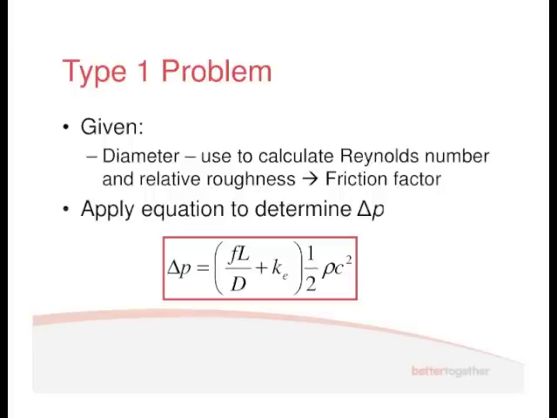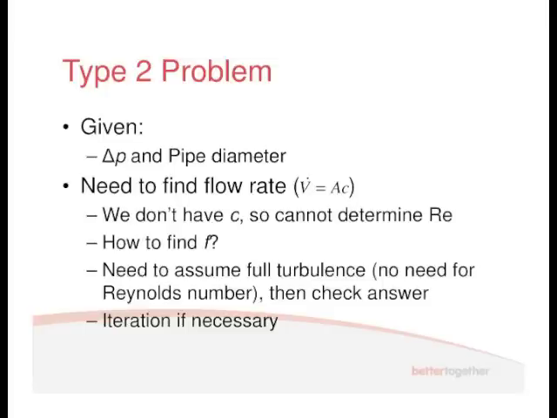If there is an elevation change, you must use Bernoulli's equation. You can't just use this equation because it doesn't take into account any change in elevation. So this is the loss term, and you just apply that equation. Type 2 problems.